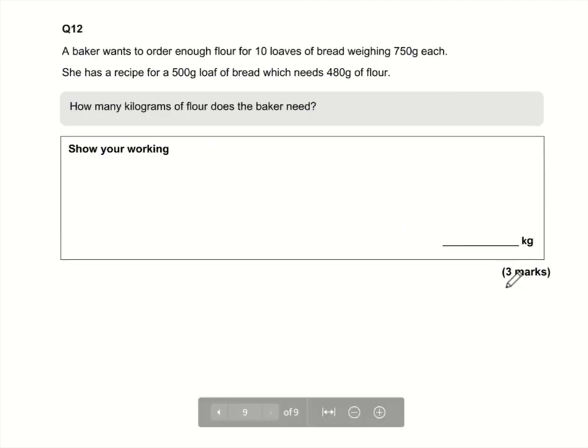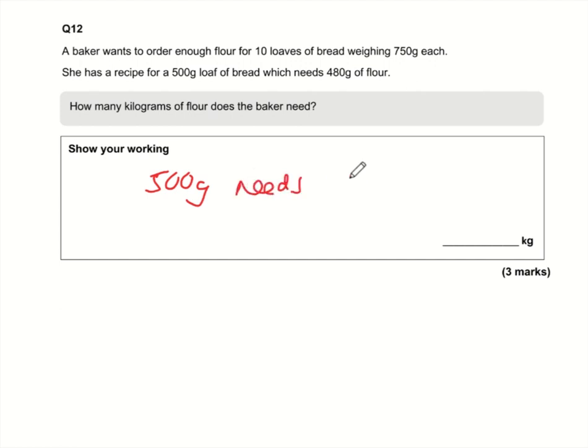Question number 12. So for this question, we know that we've got a recipe which is a 500 gram loaf requires 480 grams of flour, and we want to know 10 loaves weighing 750 grams. Well, let's just work out one loaf. Now, if one loaf weighs 750, if it had weighed 1,000, that would be nice and easy. It'd be double the weight, so double the flour.